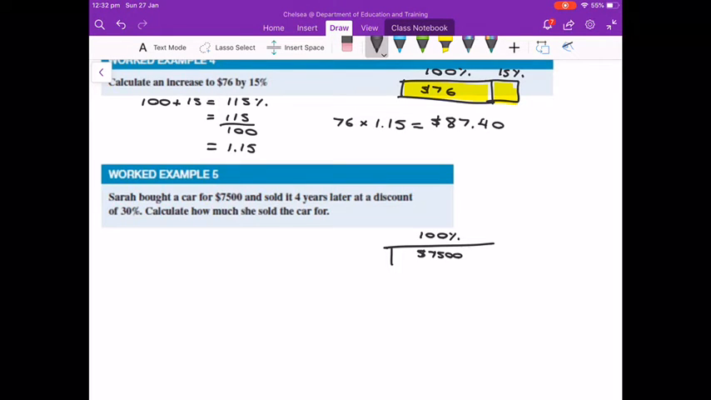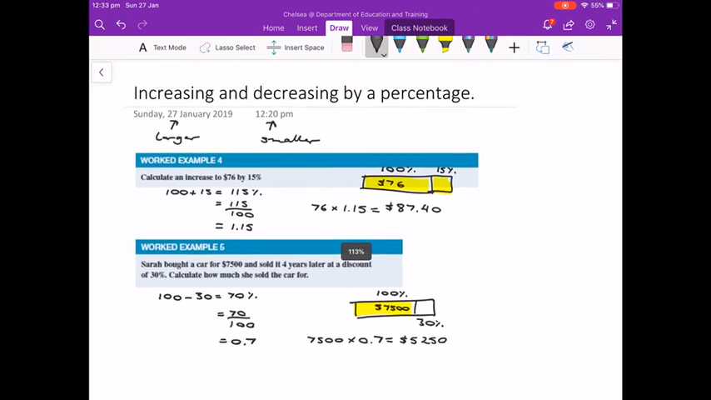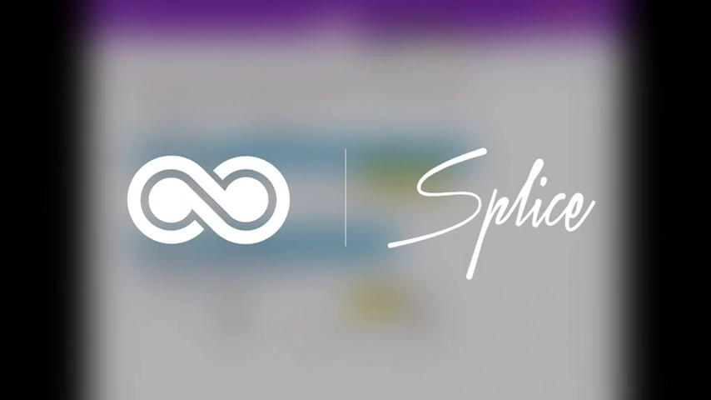So what we have is if we make it smaller by 30%, we're actually finding 70%. And we are subtracting those percentages. To find 70% of a number, we need to convert that percentage to a decimal, and we need to multiply it again by the original price. So what is 70% of 7,500? The answer is 5,250. And that would be correct because the answer should be smaller because we have decreased. And that is how you increase and decrease by a percentage.